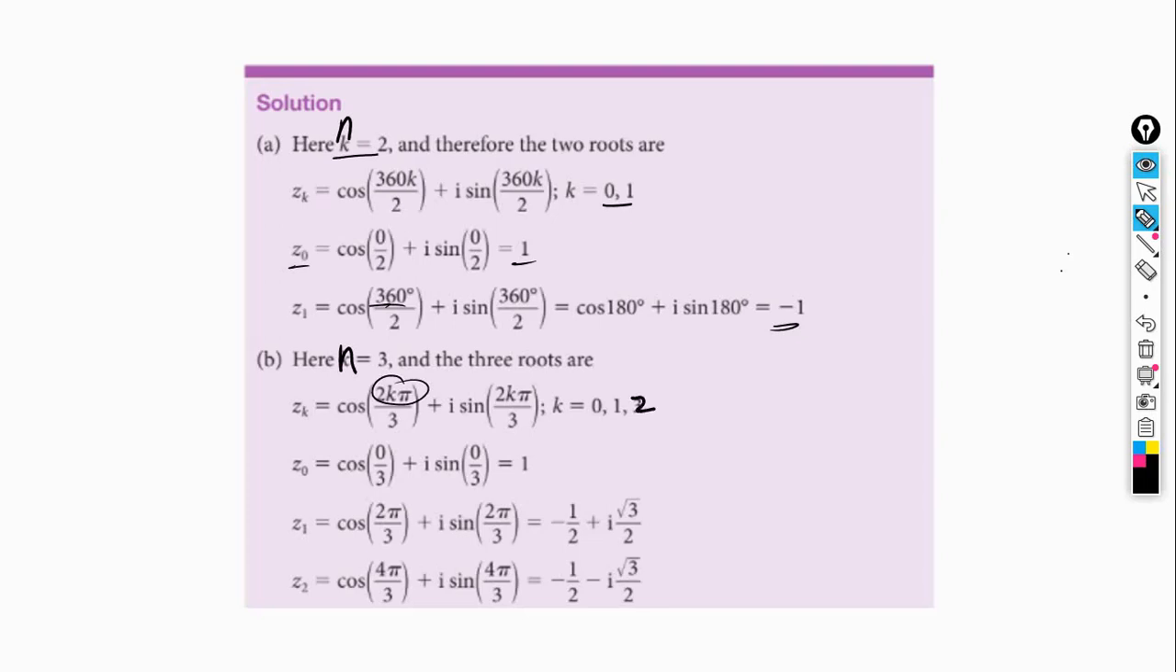So all we would have to do is substitute with those values for k and just plug in the formula, and we get the results. 1, minus 1/2 plus i square root of 3 over 2, and minus 1/2 minus i square root of 3 over 2.